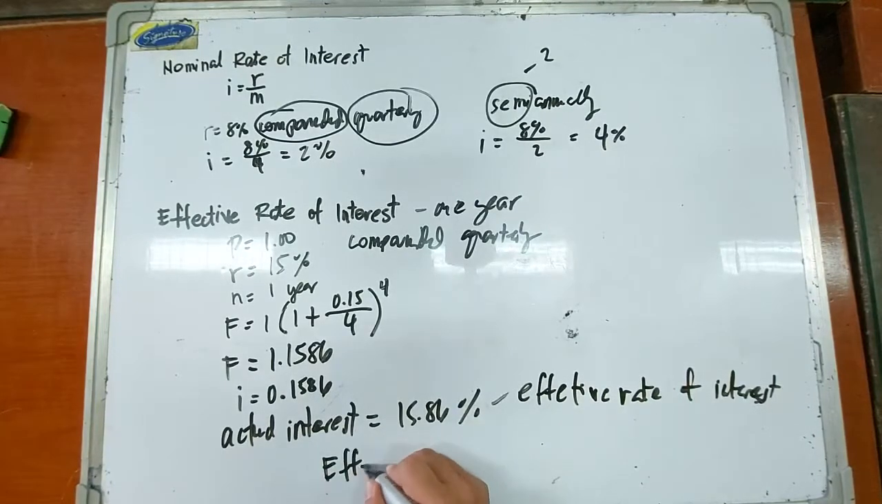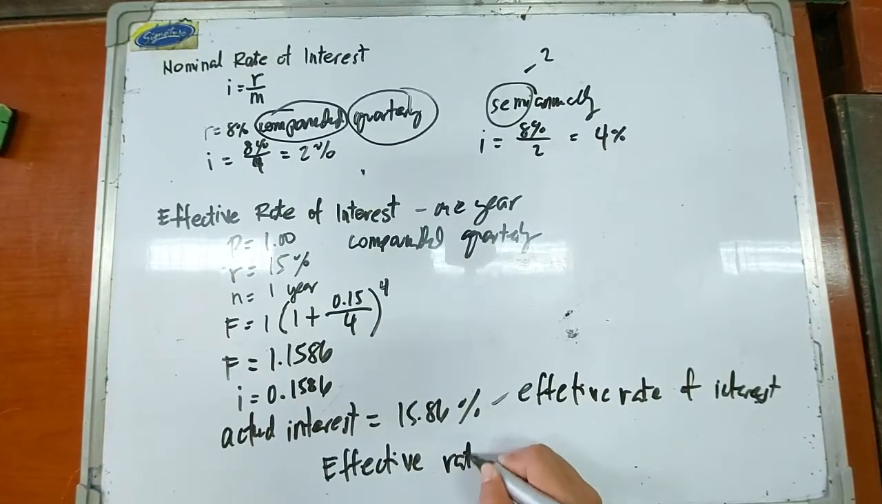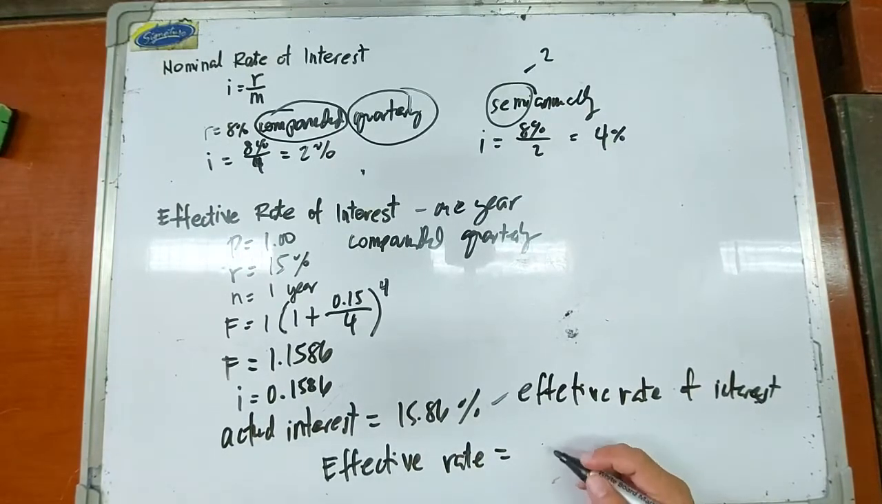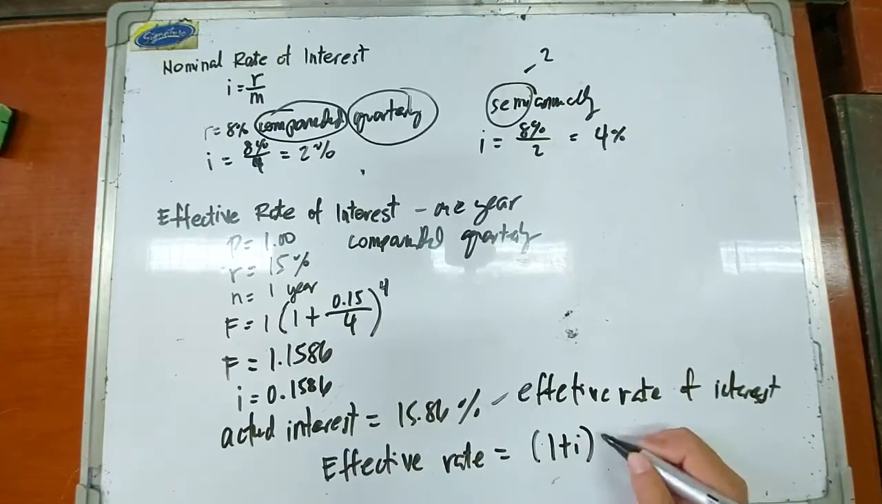So the effective rate is equal to, this is how we solve for the effective rate. So 1 plus i, raised to m, minus 1. Okay? So m here is the number of compounding. So that is nominal rate and effective rate of interest.